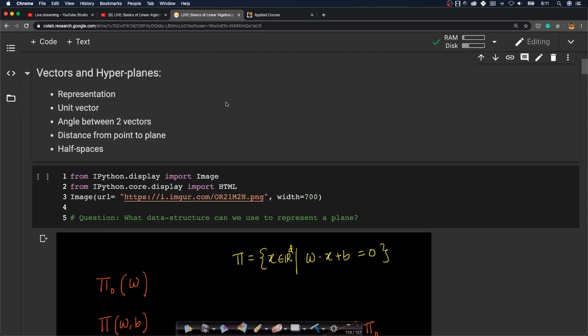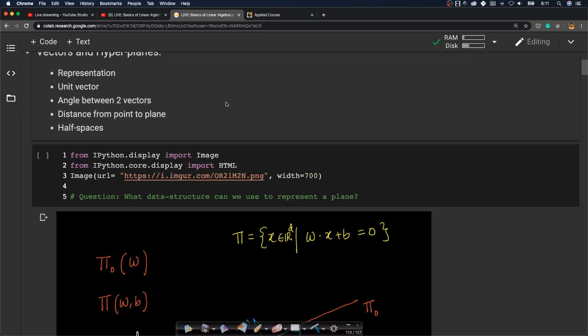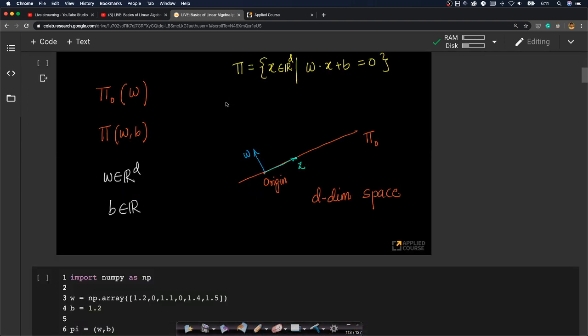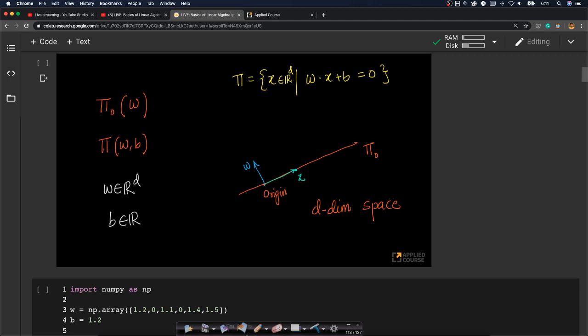So let's start with vectors and hyperplanes. Very simple. I'll not be repeating the mathematics that we've already discussed in our course videos, just in the interest of time, please understand that. Okay, so let me represent this way.